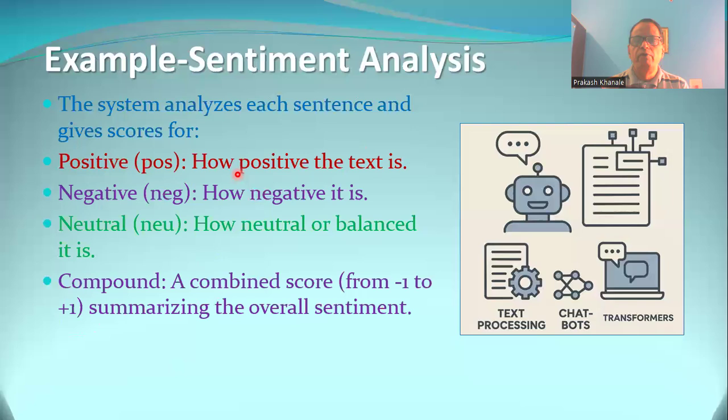The positive score will tell how positive the text is. The negative score will tell us how negative the text is. And the neutral score will tell us how neutral or balanced the input text is. And then a combined score is generated, which may range from -1 to +1. And it will summarize the overall sentiment behind the sentence.